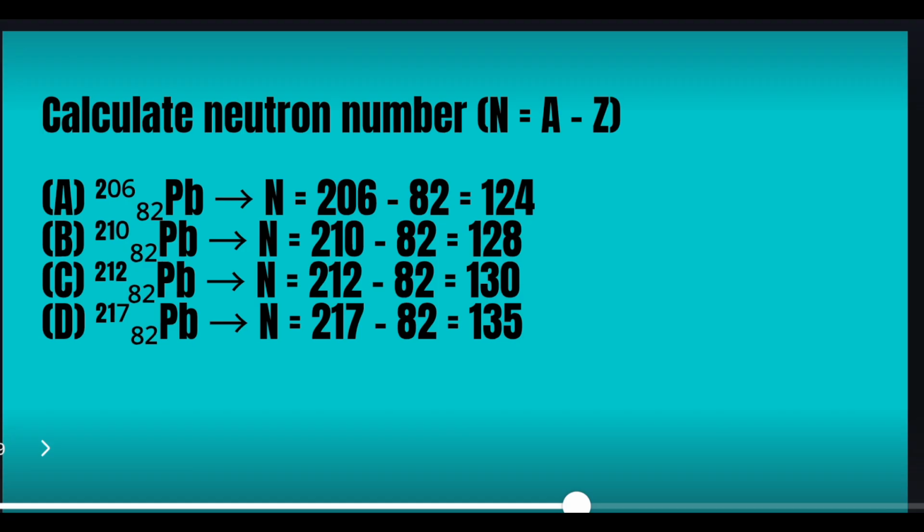In option A, Pb-206 and 82 gives N is equal to 206 minus 82 is equal to 124. In B, 210 and 82, here N is equal to 210 minus 82, that is equal to 128. And in C, 212 and 82, N is equal to 212 minus 82 is equal to 130. And in D, 217 and 82 Pb, here N is equal to 217 minus 82 is equal to 135.